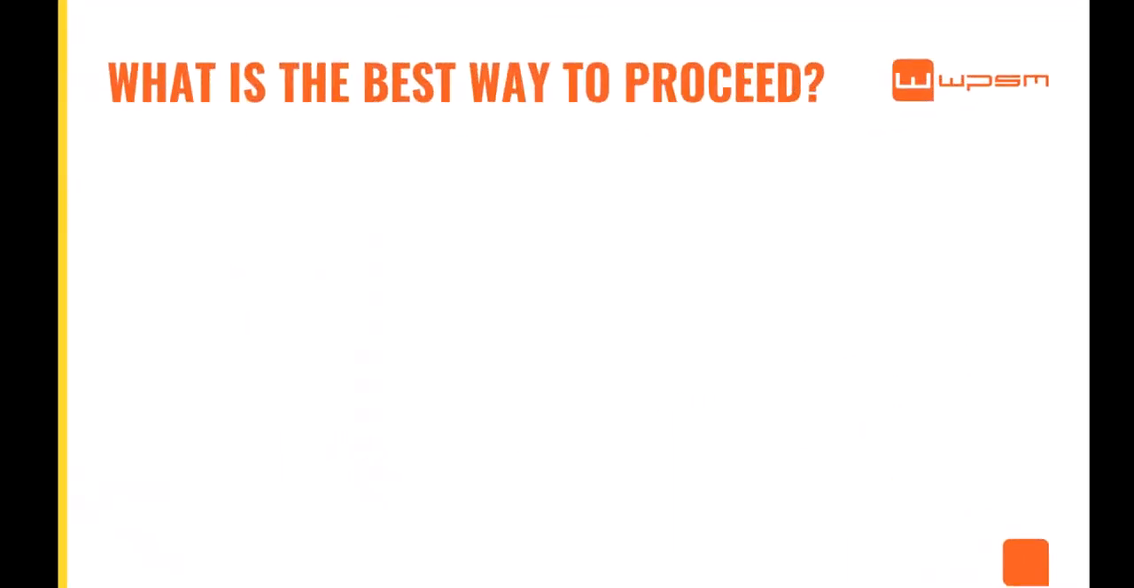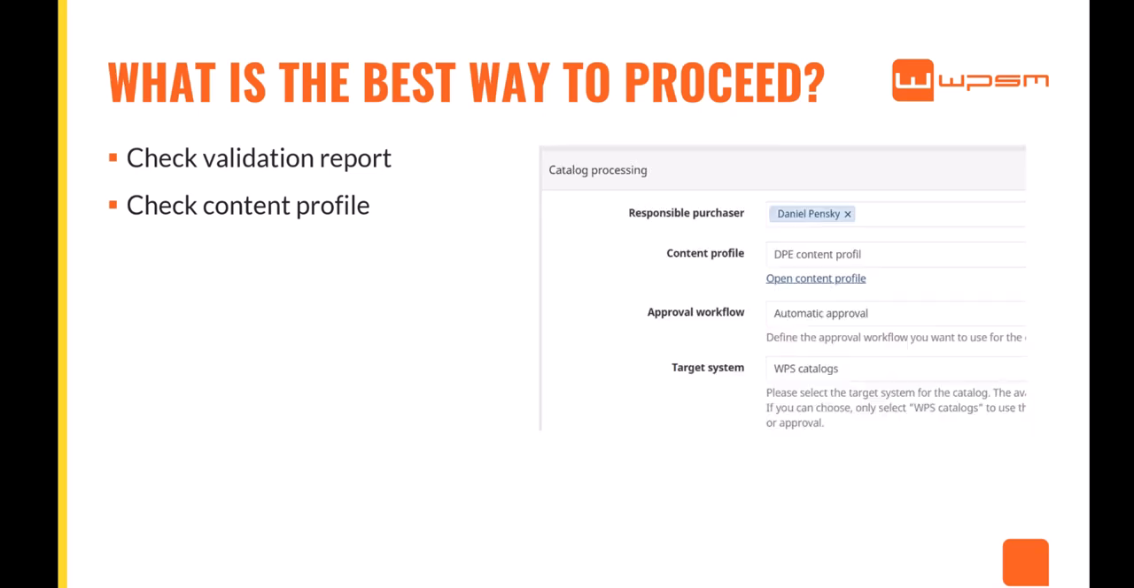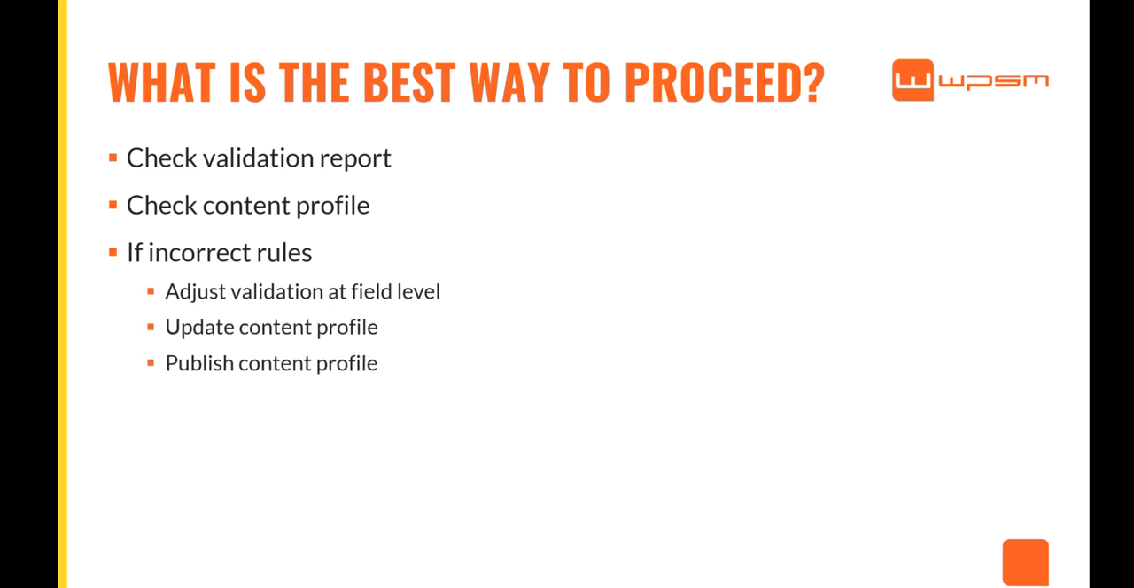In the validation report, you might identify errors, for example, with categories or currencies. These rules were set in your content profile. You can find the content profile under Management, Content, Hosted Catalog Connections. Click on Open Content Profile there. If you notice that validation rules are incorrect, you can adjust them directly. Subsequently, you update and publish the content profile.